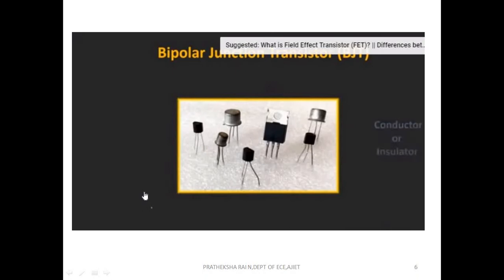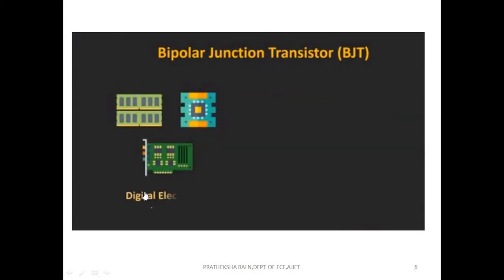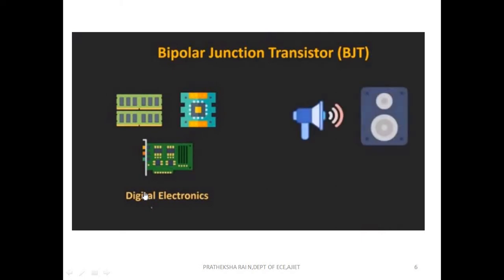...as a conductor or insulator based on the applied input signal. And due to this property, the transistor can be used as a switch in digital electronics, or it can be used as an amplifier in analog electronics. Nowadays field effect transistors are widely used in the electronic industry, but still BJTs are extensively used. And anyone who is interested in electronics should have some basic knowledge of this BJT.